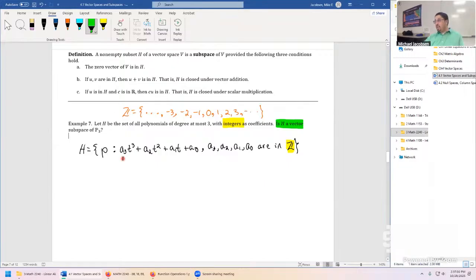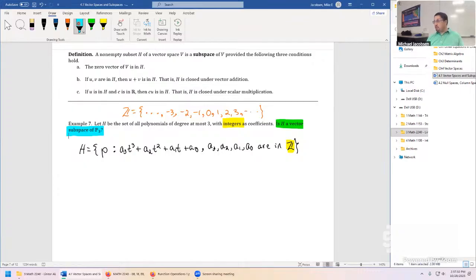It would contain the 0 vector. If you set a3, a2, a1, a naught all equal to 0, those are integers. It's inside the set Z for sure. You'll get the 0 vector. So this is not an empty set. It's non-empty. It contains the 0 vector. And if it's a true subspace, parts B and C should hold. We're wondering if it's a subspace of P3, which just means we're going to use the ordinary operations of that space.